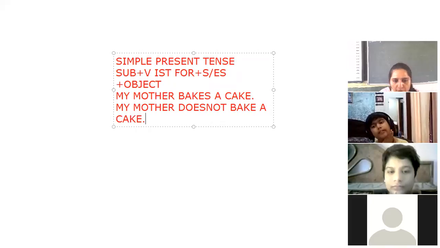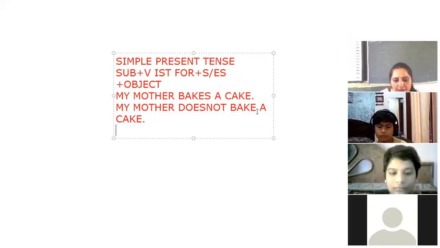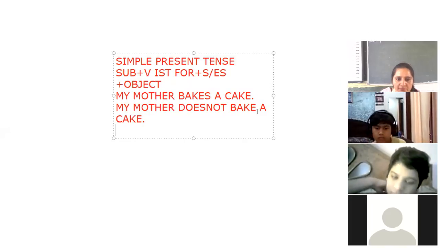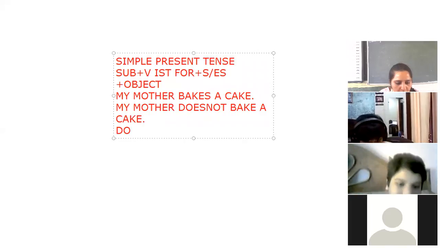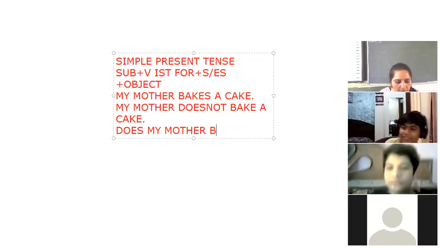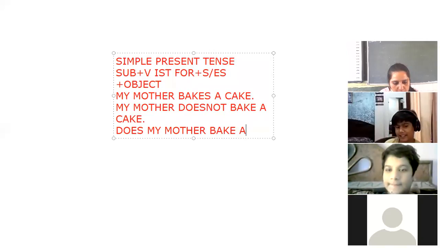Now when we are making it into interrogative, the auxiliary will come first, before the subject. Does my mother bake a cake? And the sentence will end with a question mark.